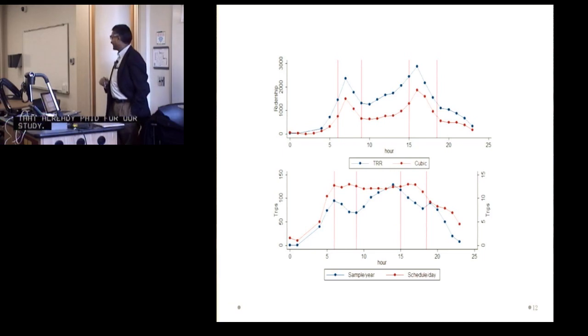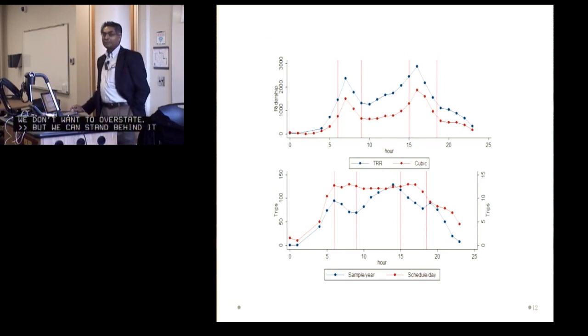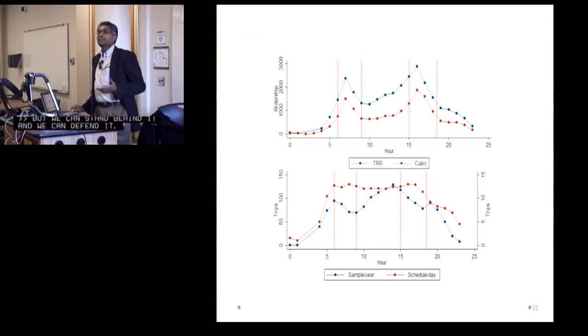It's good that we want to be conservative. But we can stand behind it, and we can defend it. So those were some of the interesting findings.